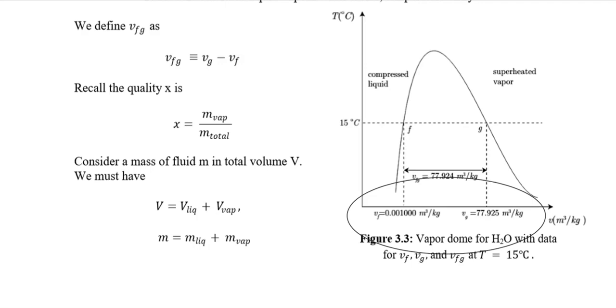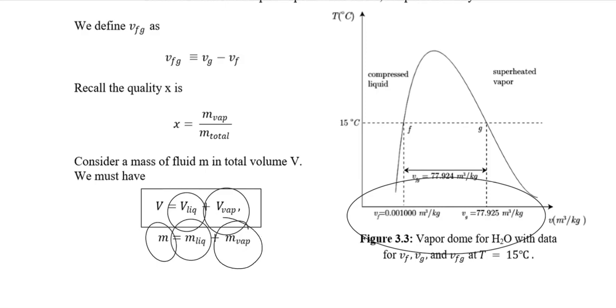Recall that quality is the mass of the vapor divided by the total mass. The total volume V, if I'm talking about vapor and liquid from our experiment of a piston and cylinder with boiling water, means we have a volume which is the volume of the liquid plus the volume of the vapor. I'm talking about the total volume. And if I'm talking about the mass, the mass would be the mass of the liquid plus the mass of the vapor.